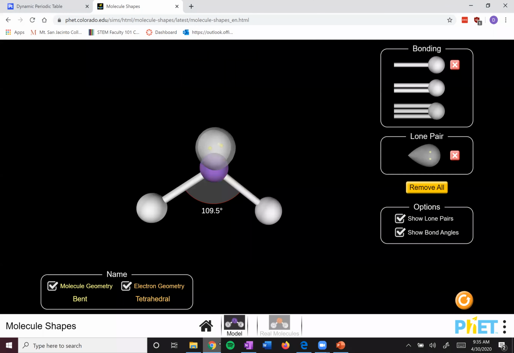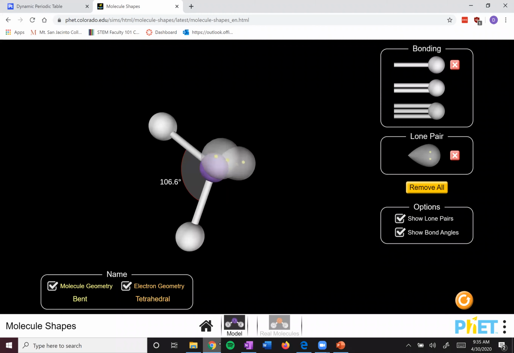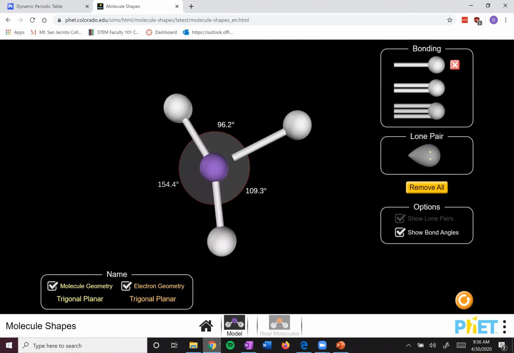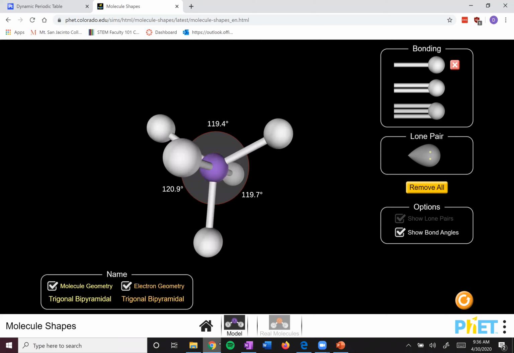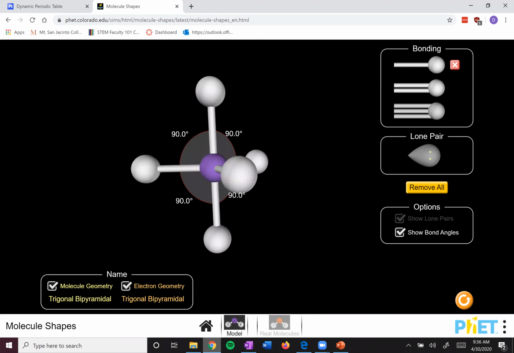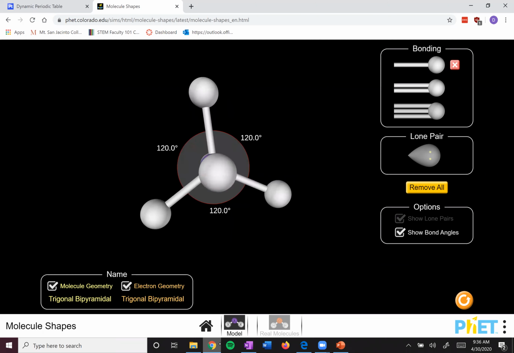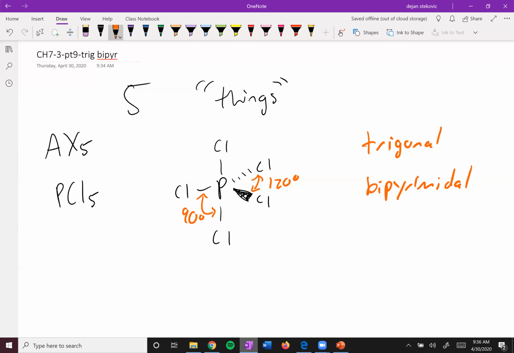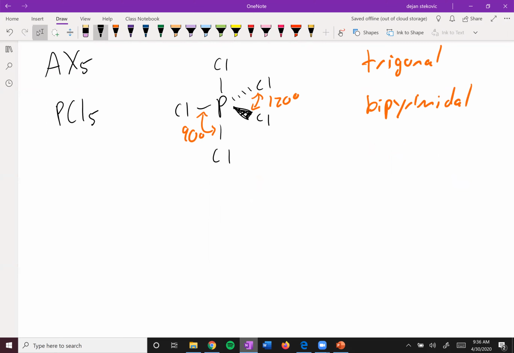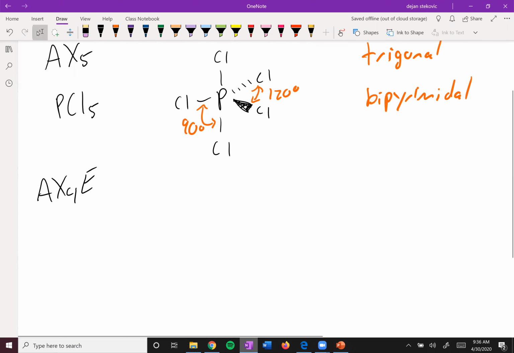Go back to the model, get rid of these lone pairs, and add 1, 2, 3, 4, 5, right? So let's take a look at this. You can tell there's 2 above and below, and all those bond angles are 90 degrees. And then you have 3 that are in the same plane, and they're all 120 degrees. So there's trigonal bipyramidal. And then, of course, we can play this game where we replace one atom with a lone pair, so something like AX4E. So an example would be sulfur tetrafluoride.